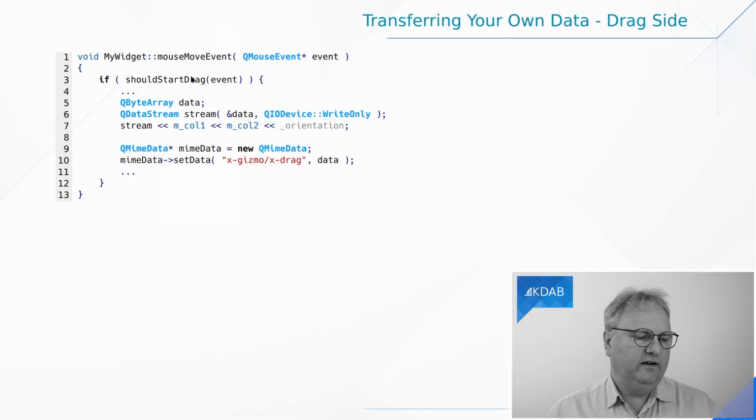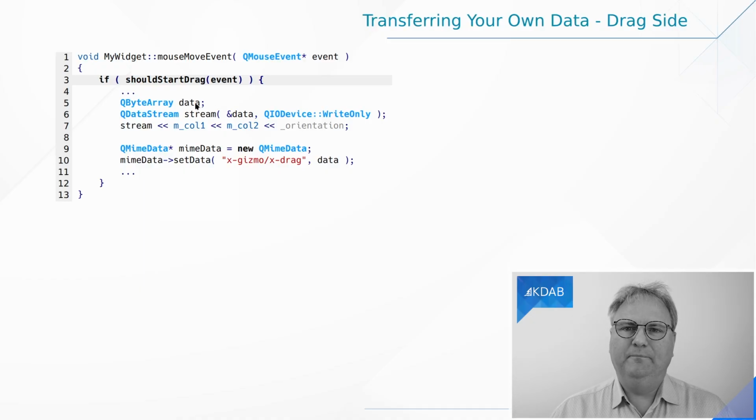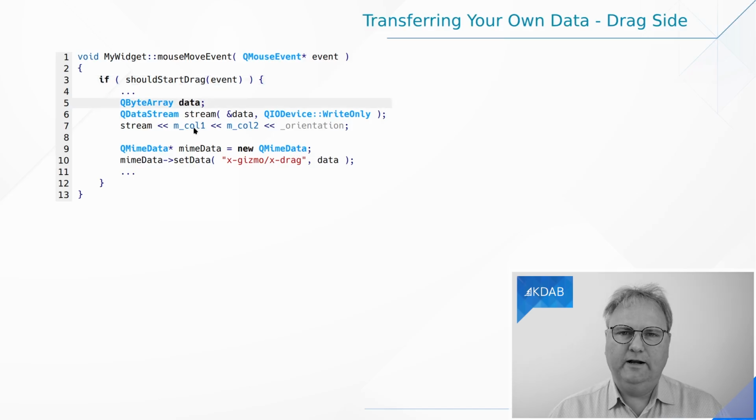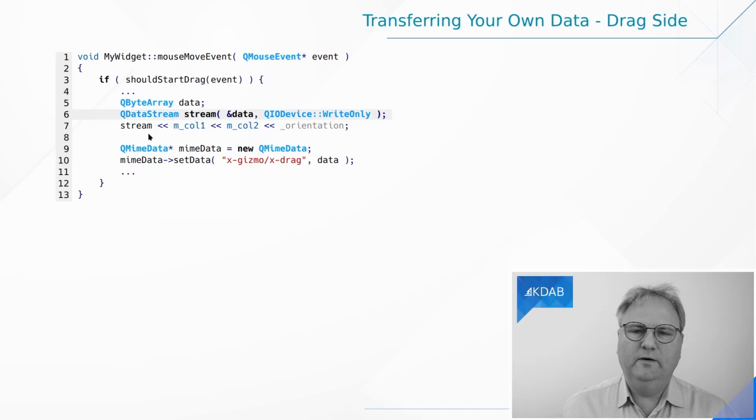And in my mouse move event, I've decided that I should start a drag. And just as before, I'll create an instance of a QDrag. And that QDrag needs an instance of a QMimeData. But to get my MIME data, what I need to first do is create a QByteArray. And if I create a QDataStream on that byte array, I can simply stream my data in. So in this example, which I'll show you a running example of in just a few minutes, I have 2 colors and an orientation, either horizontal or vertical, that I want to stream to the other side, or put into my drag operation.